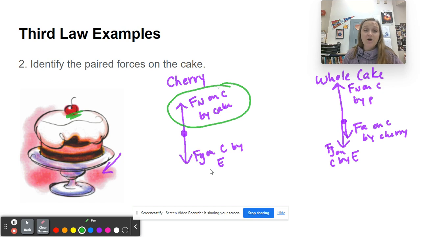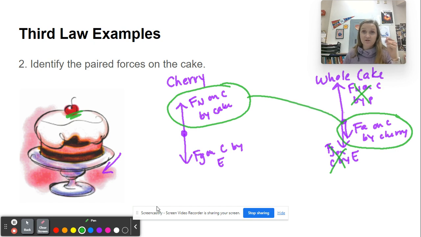So I can see it says on cherry by cake. So if I go to the other object, I'm going to look for what that force is on the cake by the cherry. So on cake by Earth, no. On cake by platter, no. So this one, the paired force has to be this on cake by cherry.